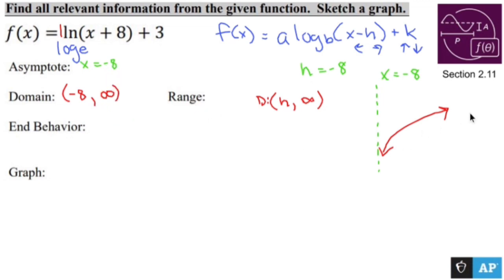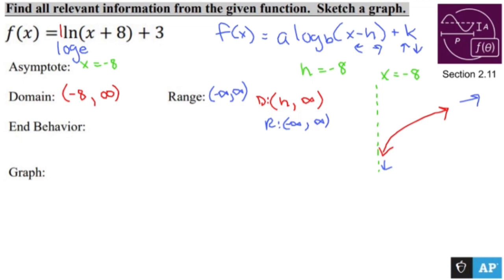Now, if you're looking at this and saying, we move this up 3, how does that affect my range? It doesn't. No matter what, this is going to continue going downward, and this is going to continue going up and to the right no matter what. So my range is always going to be, in this case, everything. As long as A is positive, my range is always going to be negative infinity to infinity. Always, always, always.